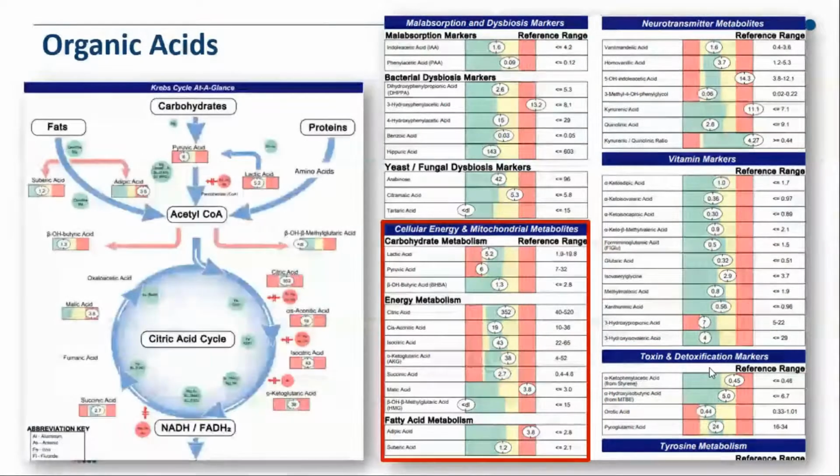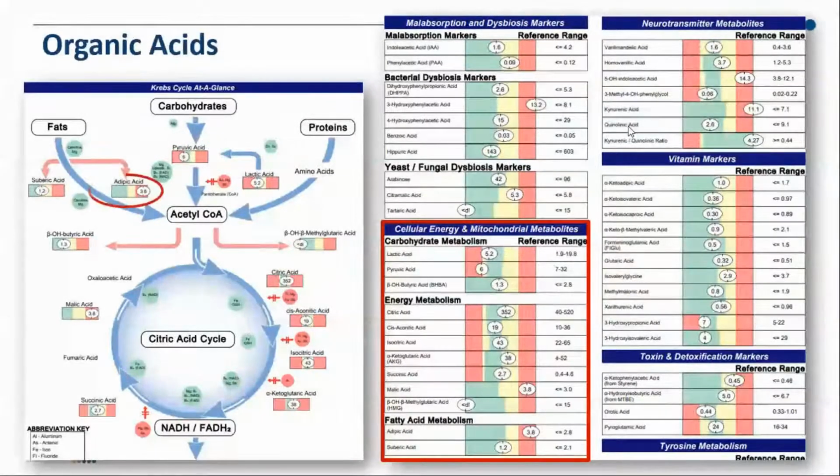What about the Kreb cycle? Well, the Kreb cycle here, we can see that there are some issues. We see, for example, from carbohydrates to pyruvic acid, the reference range here is 7 to 32. So at 6, we're kind of on the low side. So that may be a need for more carbohydrates. It may be a functional need for magnesium as well.